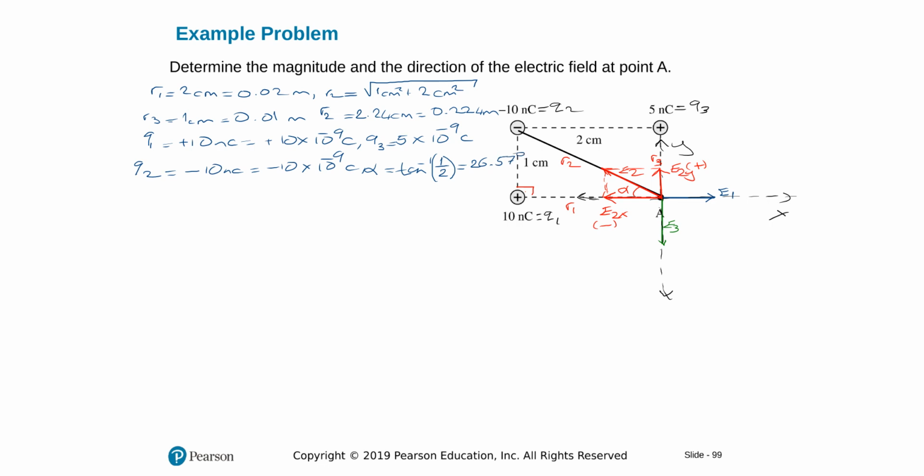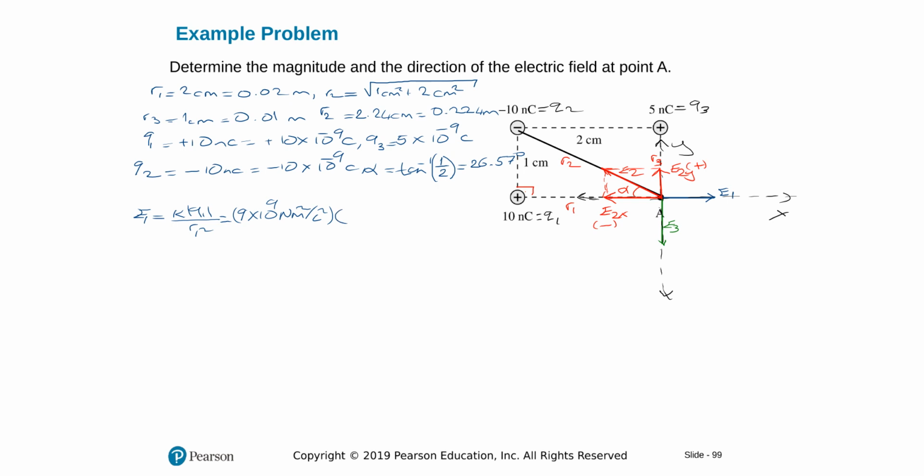Now we have everything we need to solve this problem. We'll apply the equations for the electric field. Let's start with E1: k Q1 over R1 squared. Again, we look at the magnitudes of the charges. k is our electrostatic constant, or Coulomb constant. It's 9 times 10 to the 9 Newton meter squared over Coulomb squared.